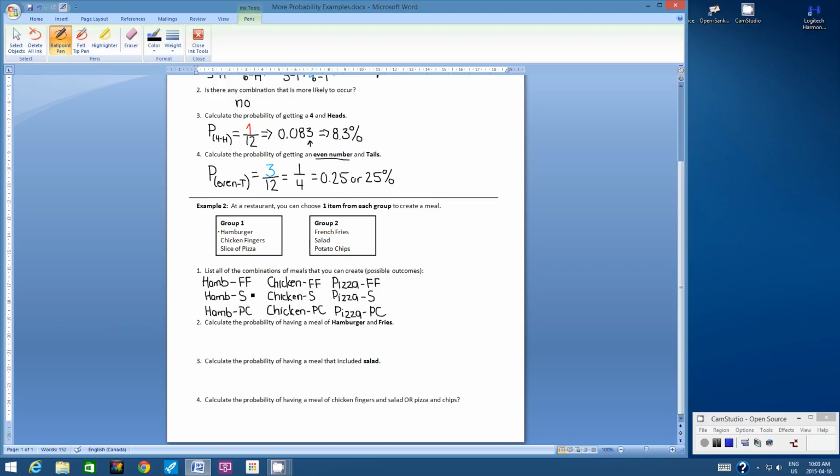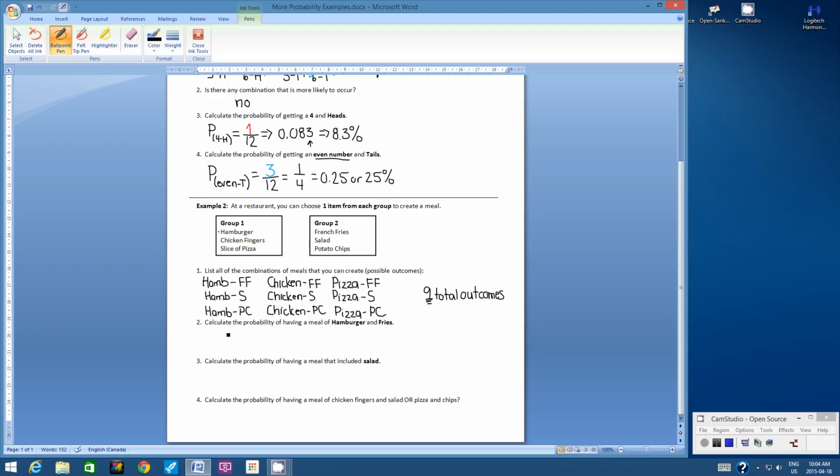Now remember, hamburger and French fries is one outcome. So we have 1, 2, 3, 4, 5, 6, 7, 8, 9. So let's write that over here. 9 total outcomes. Now again, that's very important because 9 is going to be the denominator of all of our probability calculations. Okay, let's go to these math problems here.